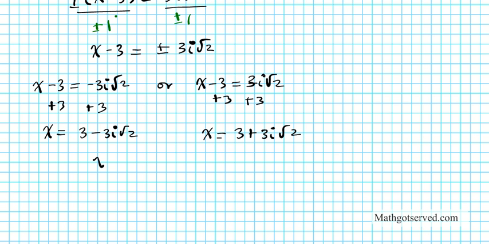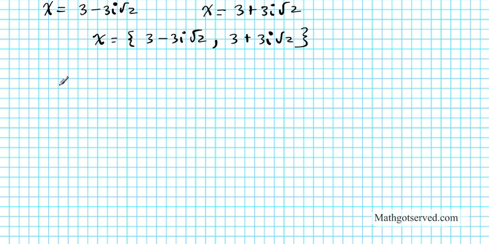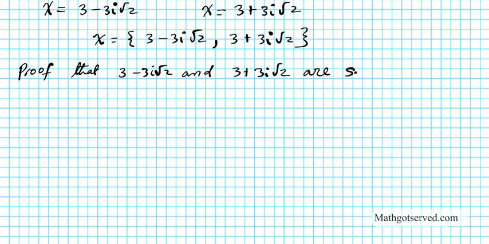So your solution set is given by 3 minus 3i root 2, or 3 plus 3i root 2. Okay? Alright, now let's prove that our answer is correct. Proof that 3 minus 3i root 2 and 3 plus 3i root 2 are solutions to the original problem.